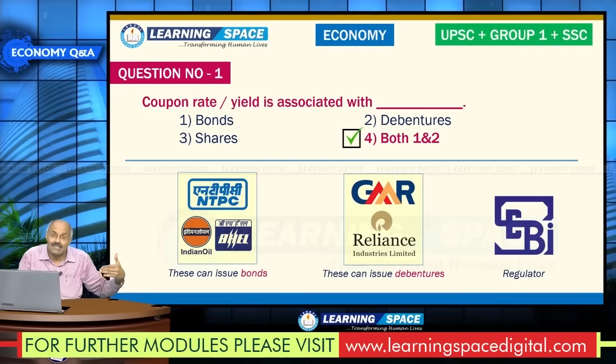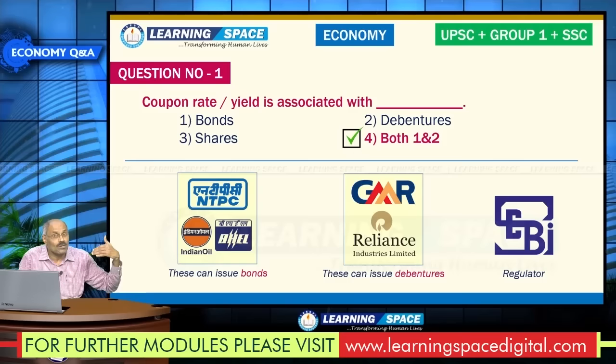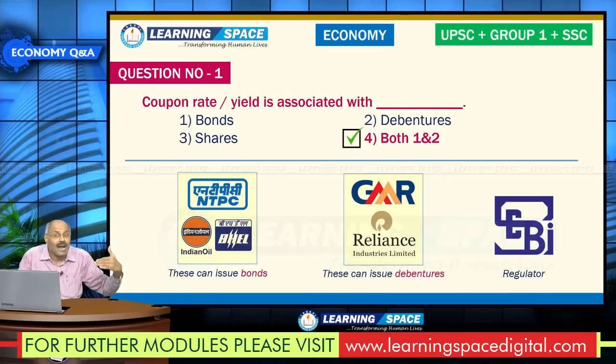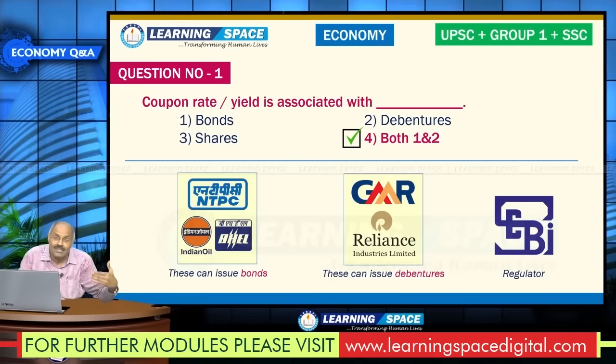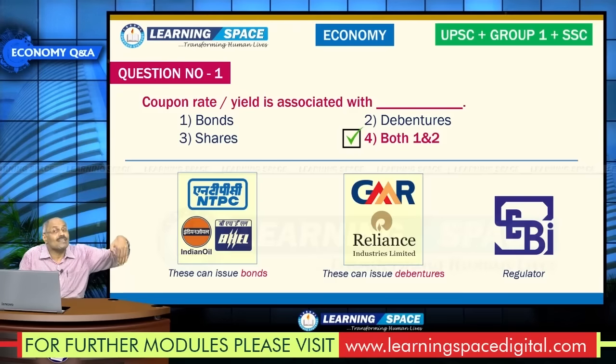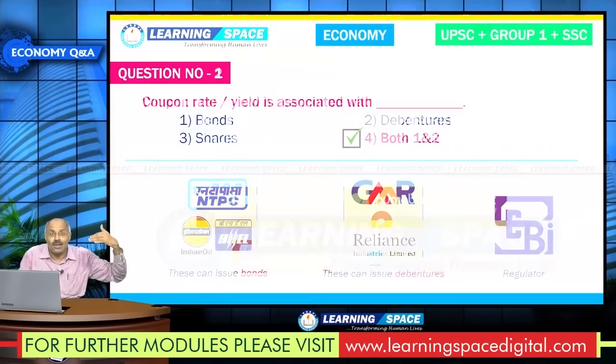Right? Let us leave this discussion here. If someone talks about yield and coupon rate, these are terms associated with bonds or debentures. If someone talks about dividend, that is the term associated with shares. Look at the next one.